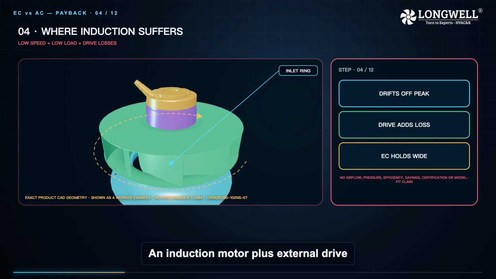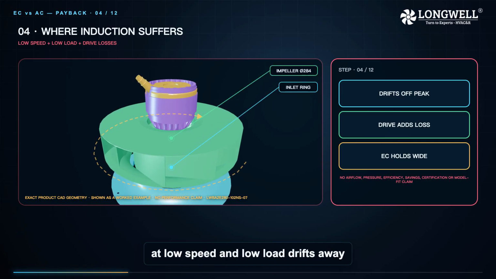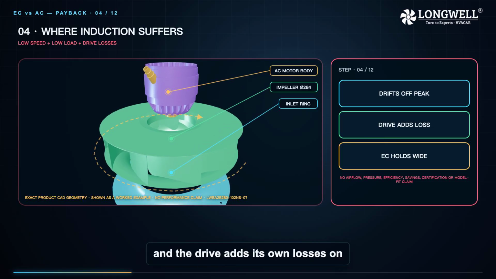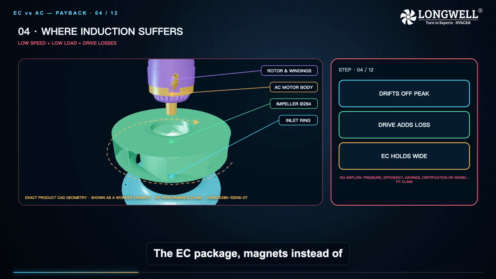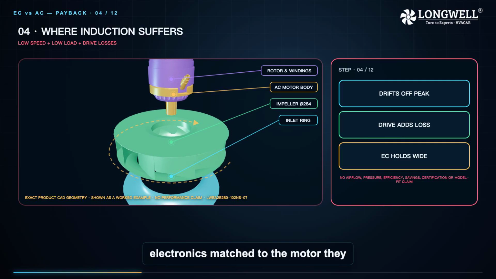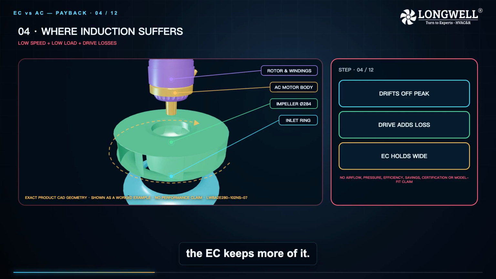An induction motor plus external drive at low speed and low load drifts away from its best efficiency, and the drive adds its own losses on top. The EC package, magnets instead of induced rotor current, electronics matched to the motor they live inside, holds its efficiency over a much wider speed range. Same cube law for both, the EC keeps more of it.